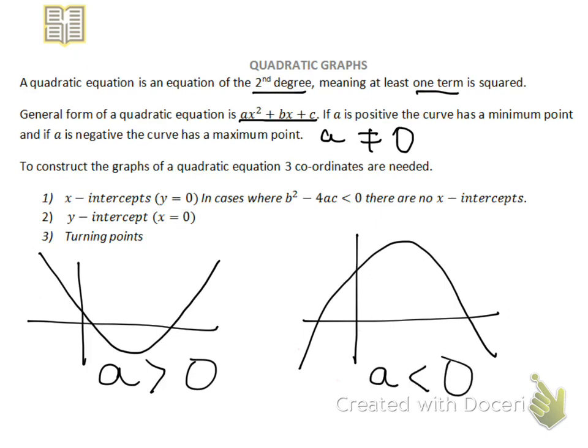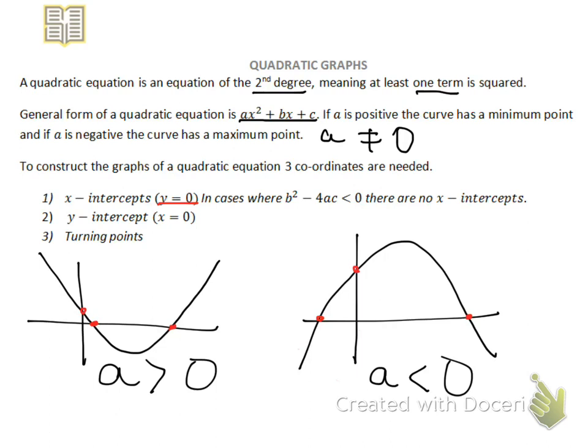To construct a quadratic graph, three things are required. The first is the x-intercepts, and these are the points where a graph cuts the x-axis. So these are the points where our graph is cutting the x-axis, and it can be seen that the value of y is equal to 0. The second is the y-intercept, and it is the point where the graph cuts the y-axis and the value of x will be equal to 0.